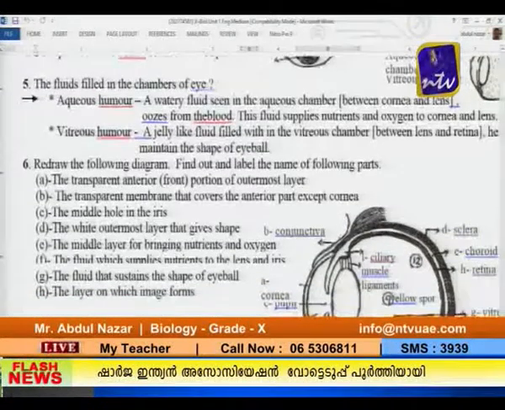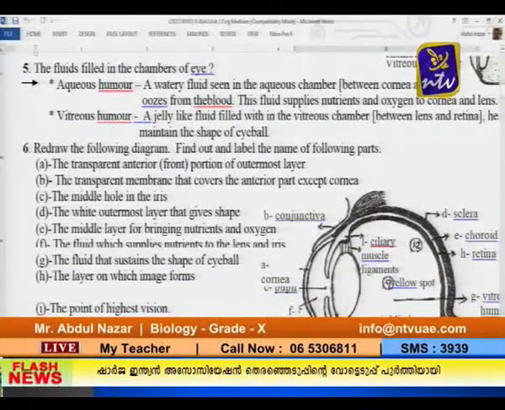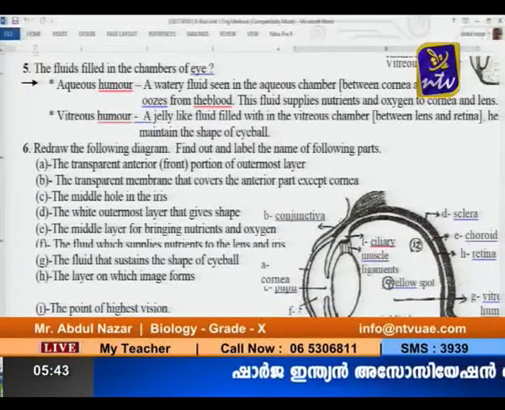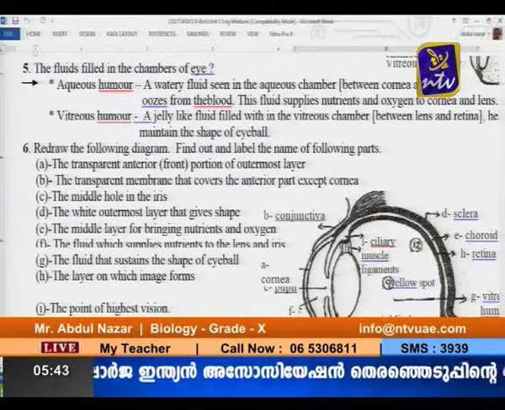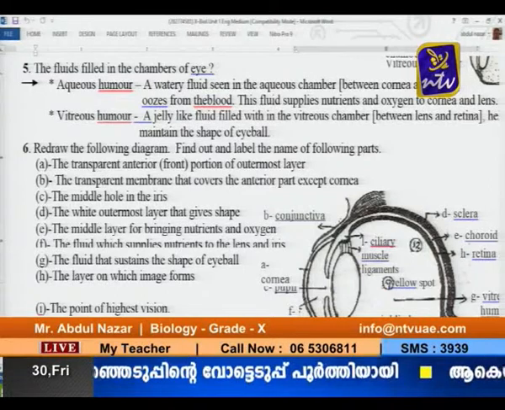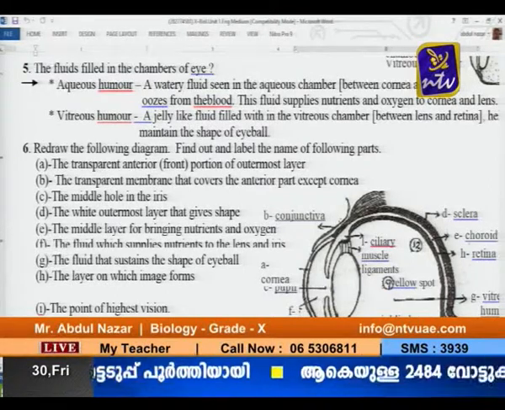Then in front of the lens there is a chamber, and that chamber is filled with a fluid. That is another expected question. This chamber is called the aqueous chamber, and the fluid is called aqueous humor. And just behind the lens there is another chamber called the vitreous chamber, and it is filled with a fluid called vitreous humor.